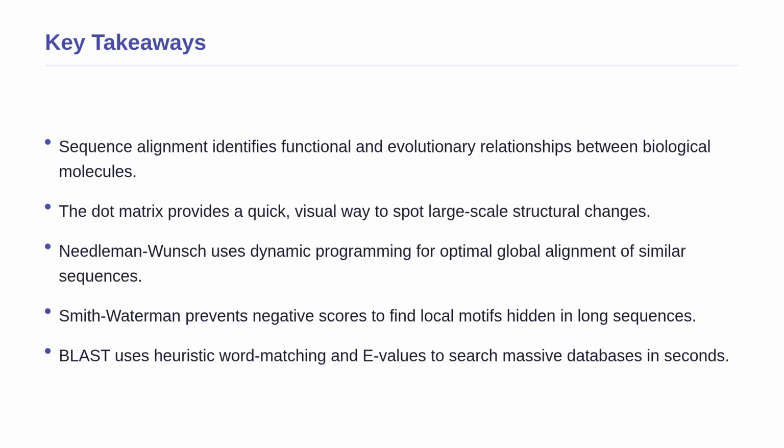We have covered a lot of ground today, so let us summarize the most important ideas. First, sequence alignment is the foundational tool for identifying evolutionary and functional relationships in biology. We saw how the dot matrix method gives us a quick, visual way to spot large-scale mutations. Then we explored dynamic programming. The Needleman-Wunsch algorithm guarantees the optimal global alignment for sequences of similar length, while the Smith-Waterman algorithm uses a zero reset to find local, hidden motifs in vastly different sequences.